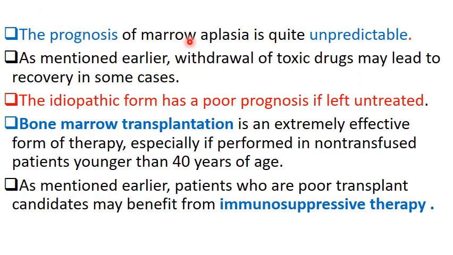The prognosis of the patient is quite unpredictable. Withdrawal of a toxic drug may lead to recovery, and the bone marrow reverts to normal. Idiopathic, of course, because the mechanism is unknown, and at the same time, most commonly it is due to autoimmune or autoreactive T cells. Therefore, they carry a poor prognosis, especially if left untreated.